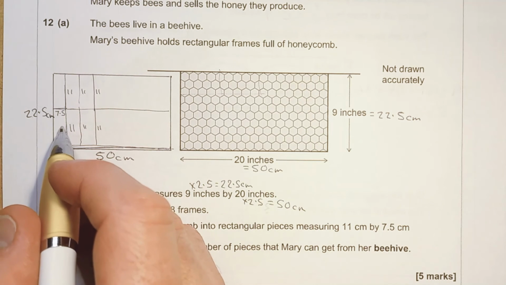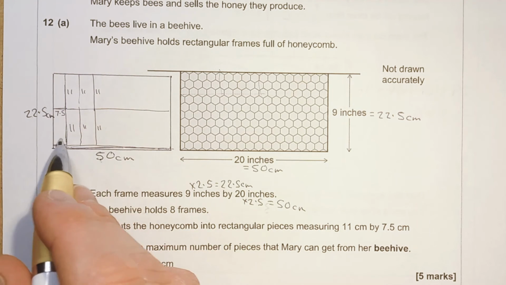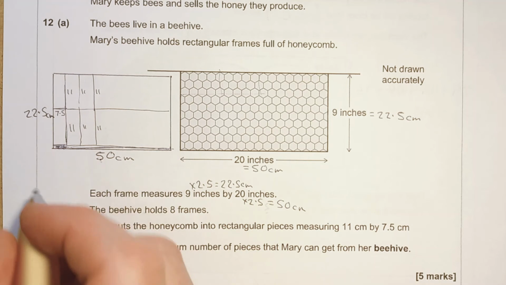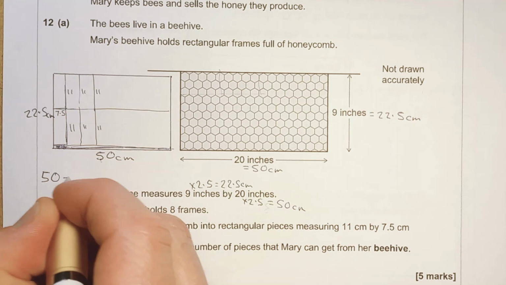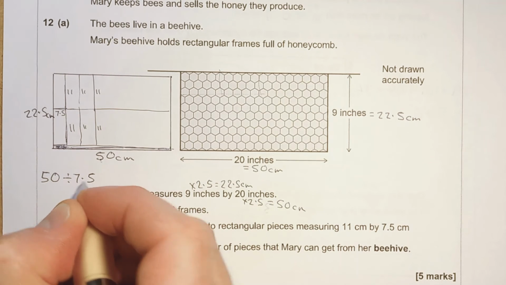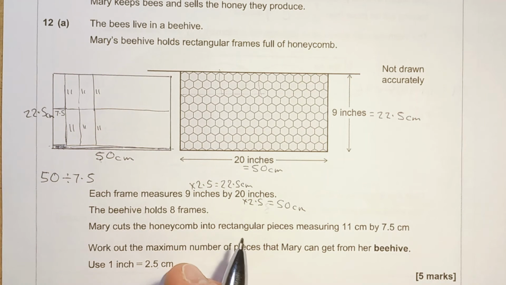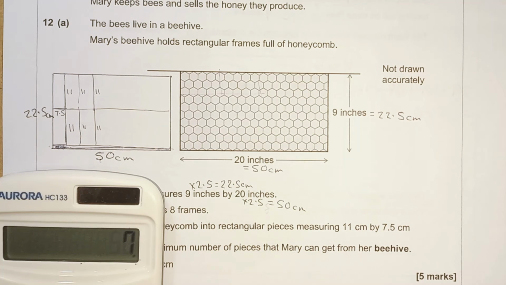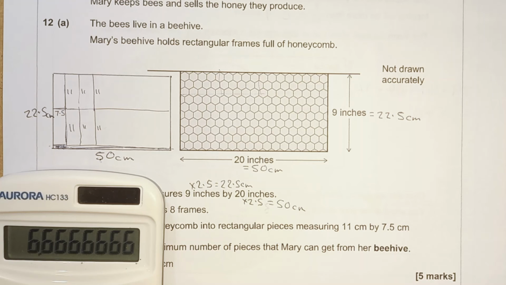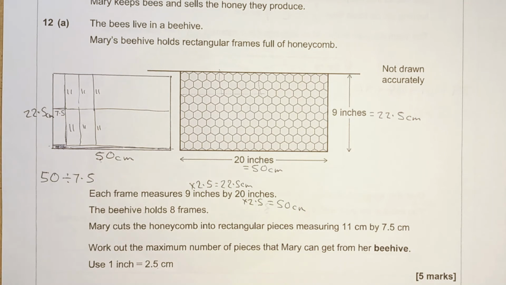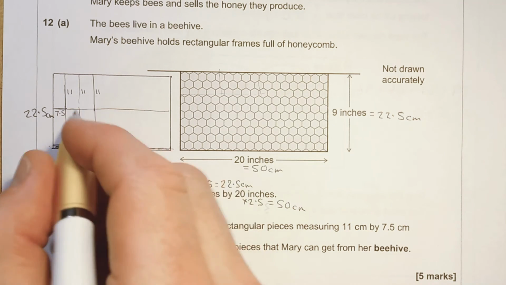So we've got 2 pieces here. How many pieces are we going to get going across? Well, we need to do 50 divided by 7.5, because each one of these is 7.5. So 50 divided by 7.5 gives us 6.666, but you can't really have 0.66 of a piece, so we can only get 6 whole pieces.